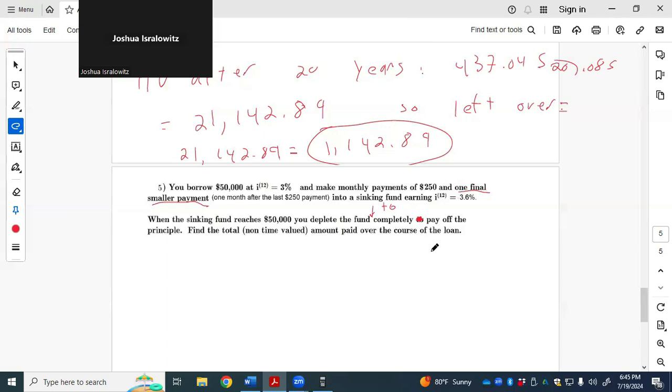Find the total non-time-valued amount paid over the course of the loan. You might occasionally want to know how much you paid, non-time-valued. Usually you don't, because you guys are smart people. You're investing your money into something. And if you have some money laying around, you can right now certainly invest it in short-term bonds. I have my money invested in the Vanguard short-term bond fund. That's earning like 5%, and 5% risk-free is pretty nice.